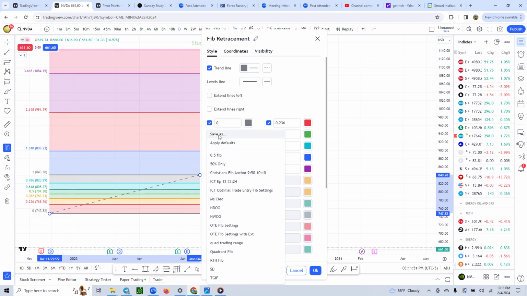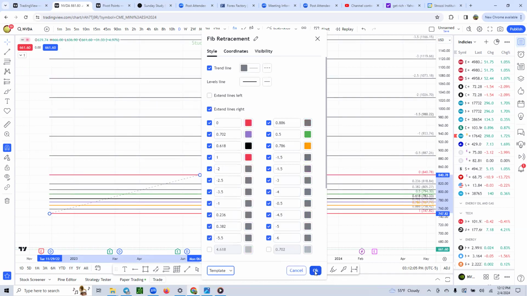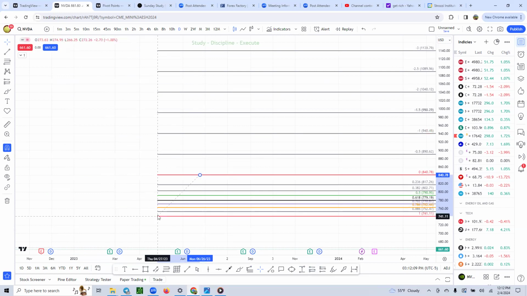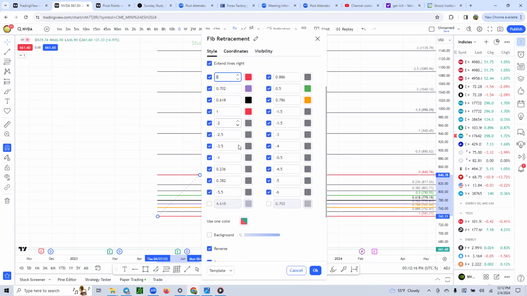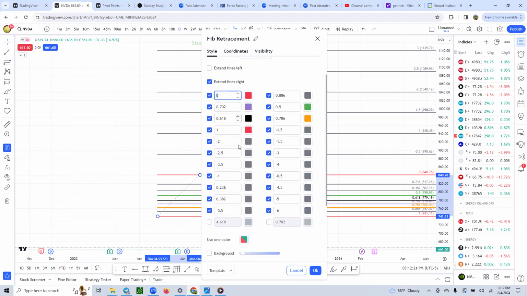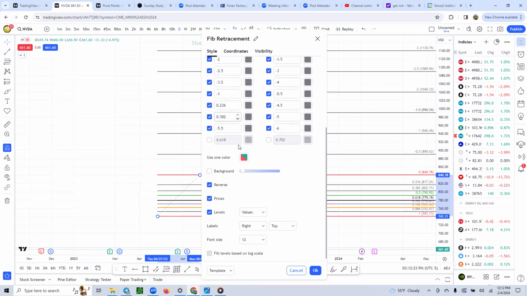So if you look at the TradingView video, I show how you can save templates. And so you can create your own template for your Fibonacci tool. But I'm just going to go back over to this right here. And this is the one that I customized for myself. So we'll talk about this Fibonacci tool again. Here are all the different levels that I have set. I'll start at the top. So you can look at that.